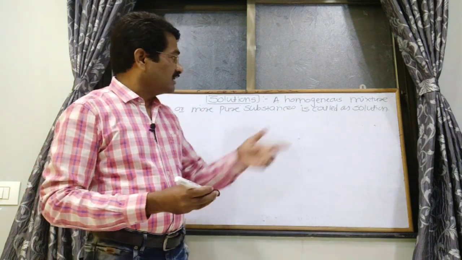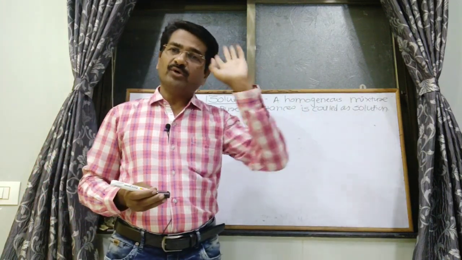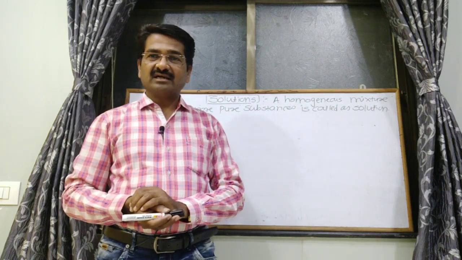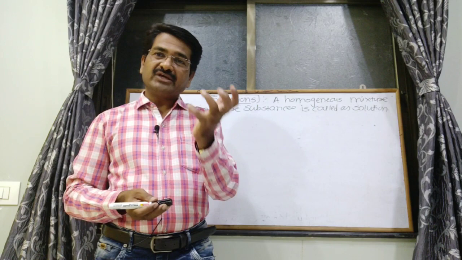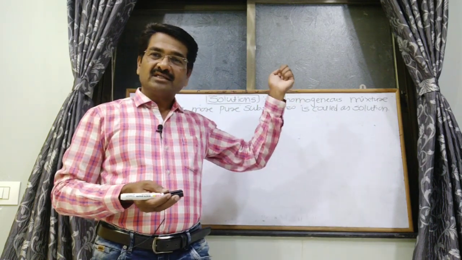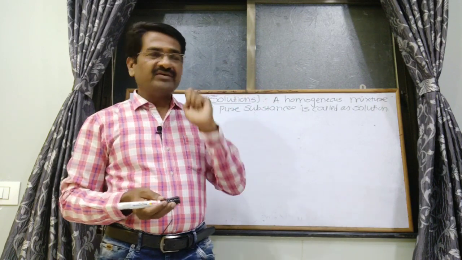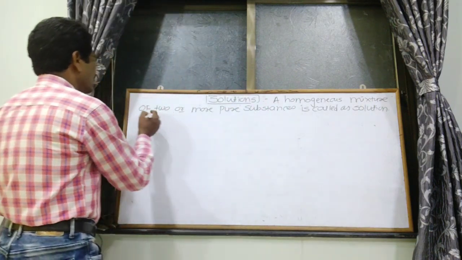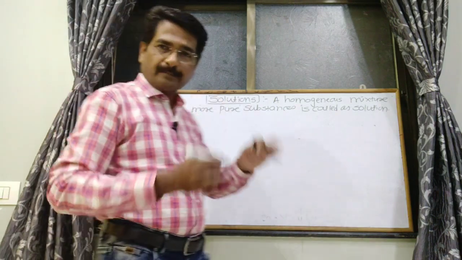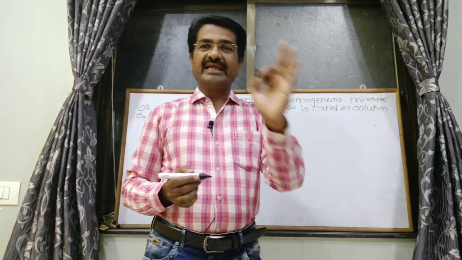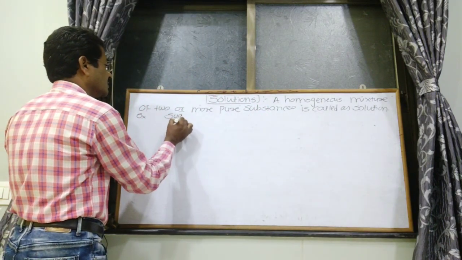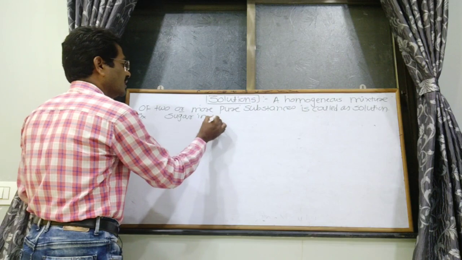In this definition, the word homogeneous is very important. It indicates that the mixture is uniform and cannot be separated easily. Therefore, it is called a solution. A very simple example of a solution is sugar in water.